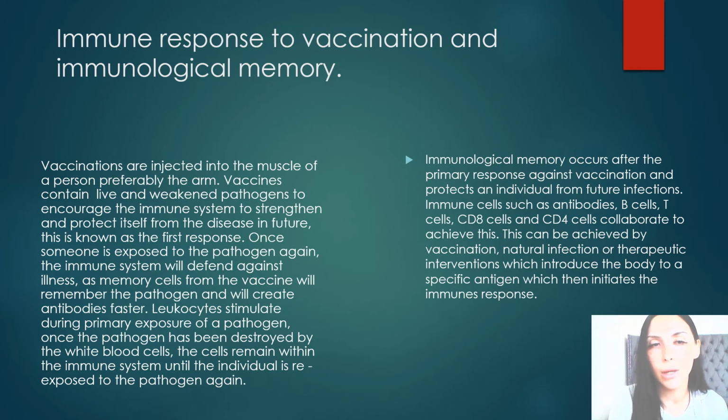Once someone is exposed to the pathogen again, the immune system will defend against illness, as memory cells from the vaccine will remember the pathogen and will create antibodies faster. Leukocytes are stimulated during primary exposure to a pathogen.